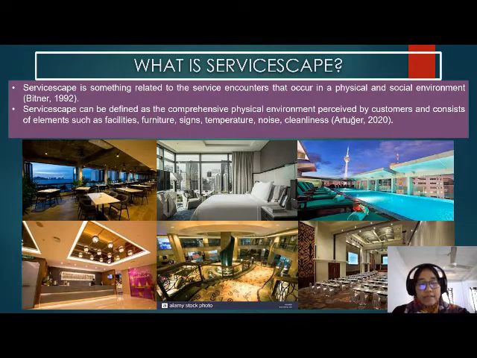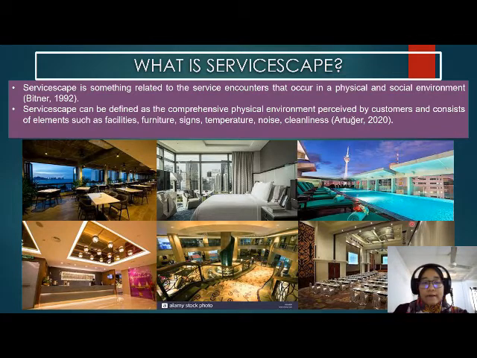Before I start with the introduction, let me explain a little bit what is Servicescape. According to Bittner 1992, Servicescape is something that is related to the service encounters that occur in a physical and social environment. And according to Artuger 2020, it can also be defined as the comprehensive physical environment perceived by customers and consists of elements such as facilities, furniture, signs, temperature, noise, and also cleanliness.